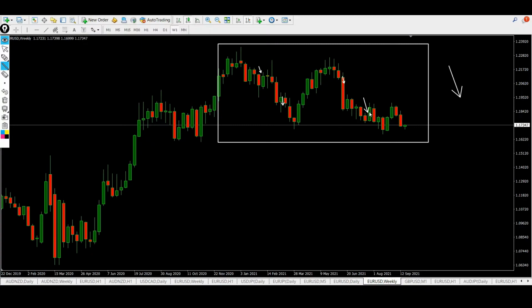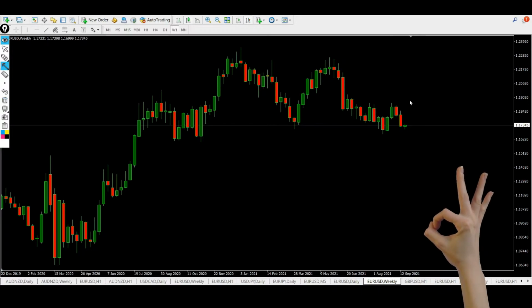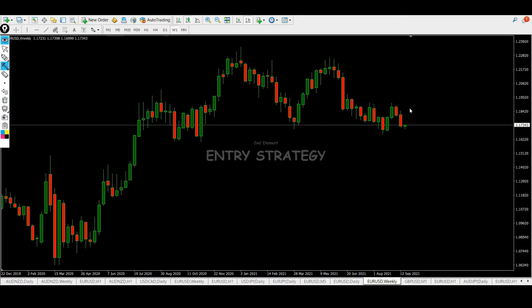And so if you recall, that is why I took two short entries, one at this 1.2150 level right here, and another one at this 1.2030 level right here. And again, that was because my bias identifier stated that the bias was short, and thus I should be looking for short entries. Okay? And then we have the entry strategy.